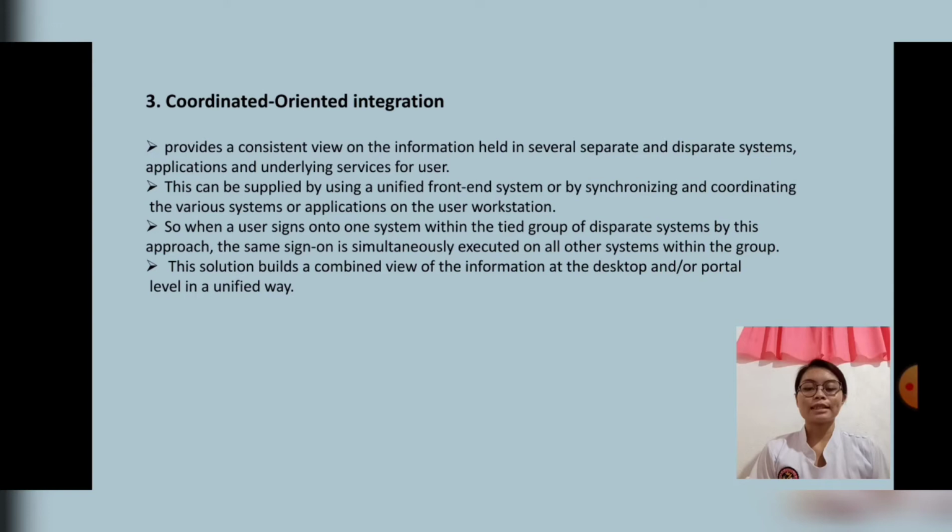Third is coordinated-oriented integration. It provides a consistent view on the information held in several separated and disparate systems, applications, and underlying services for users. This can be supplied by using a unified front-end system or by synchronizing and coordinating the various systems or applications on the user's workstation. So when a user signs onto one system within the tied group of disparate systems by this approach, the same sign-on is simultaneously executed on all other systems within the group.